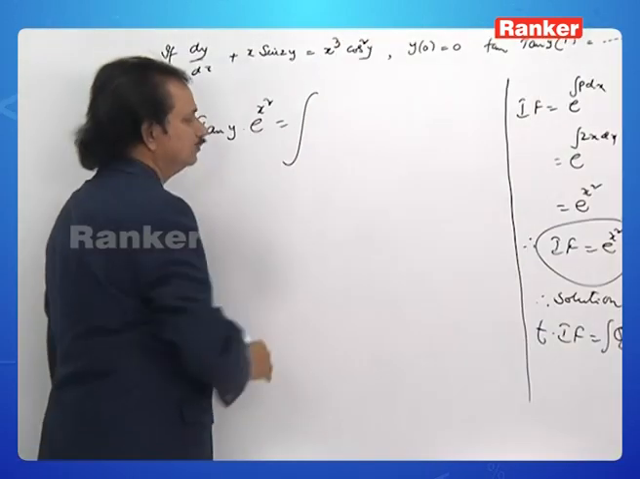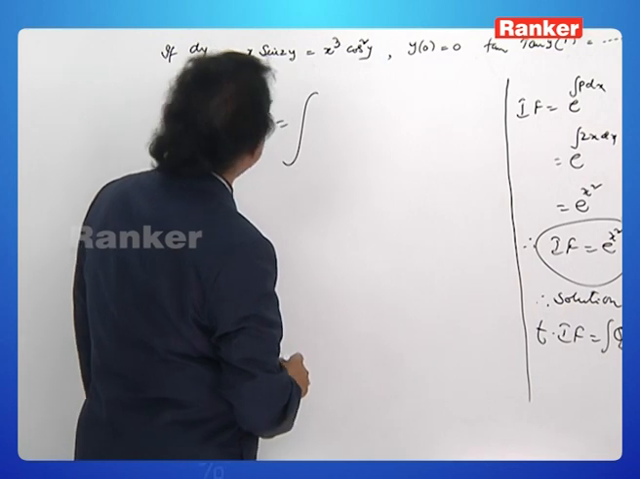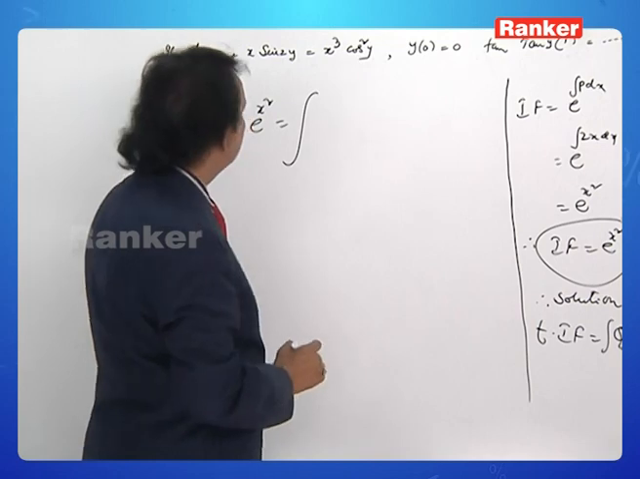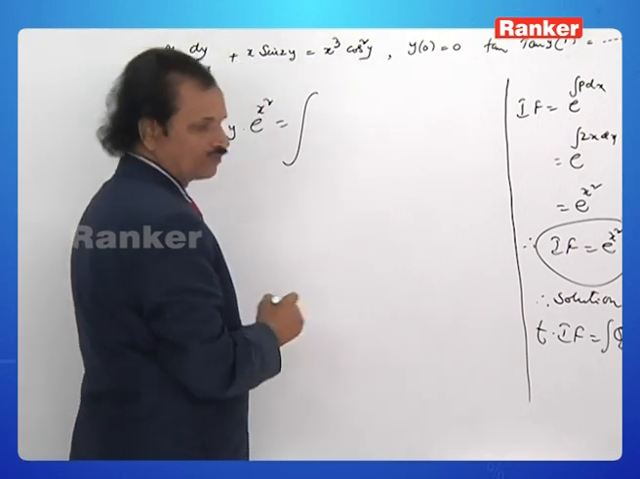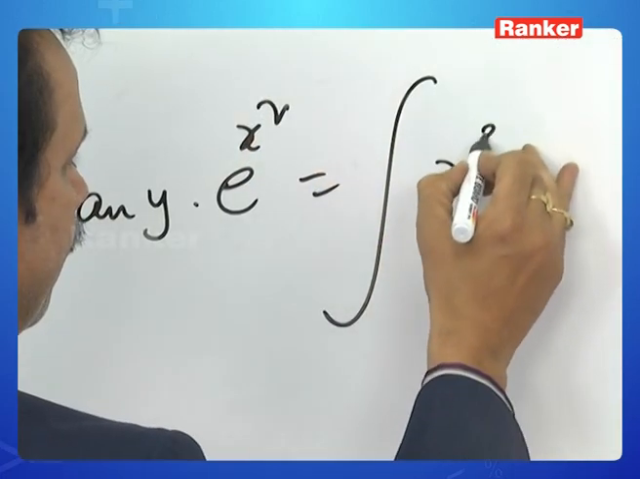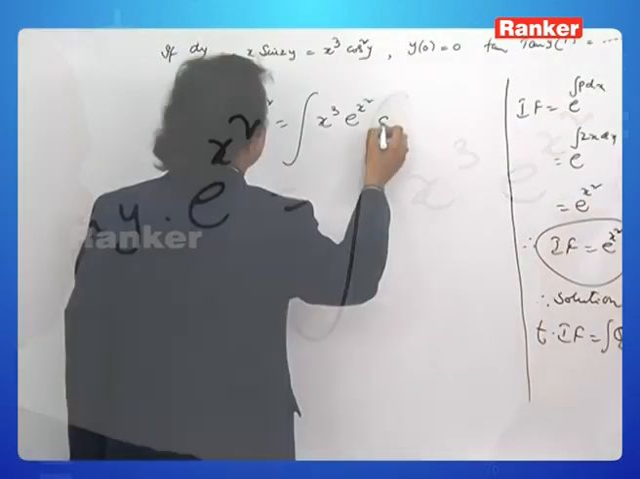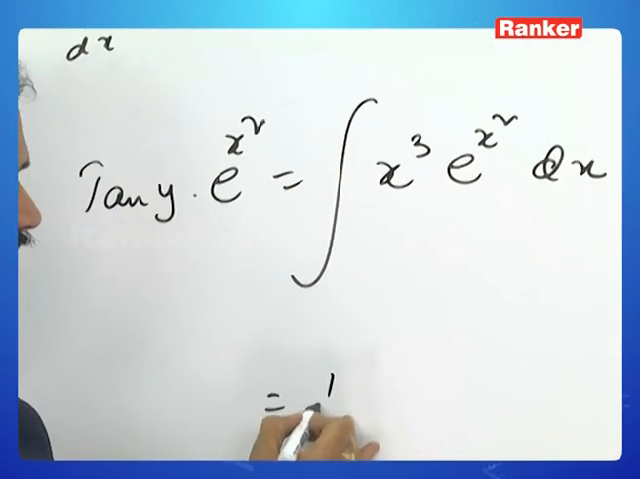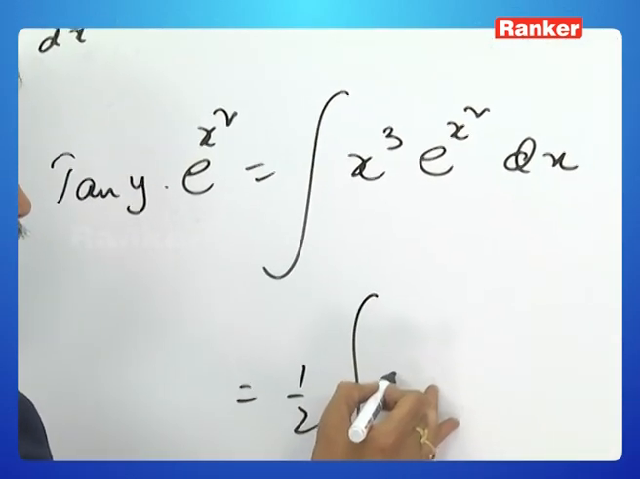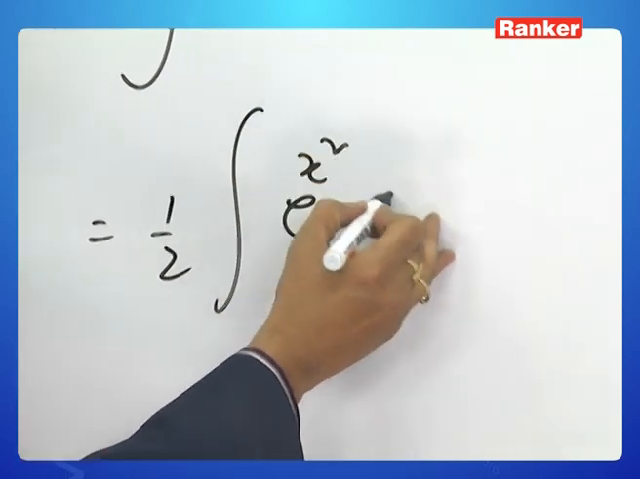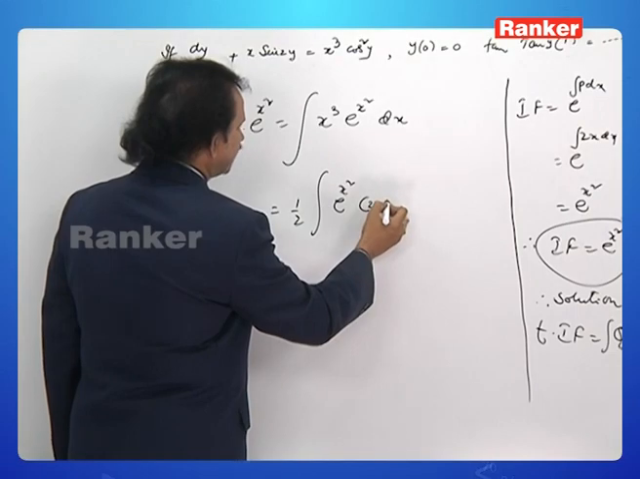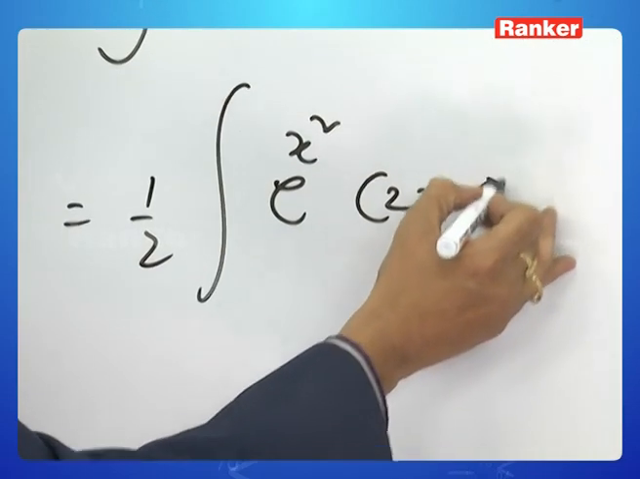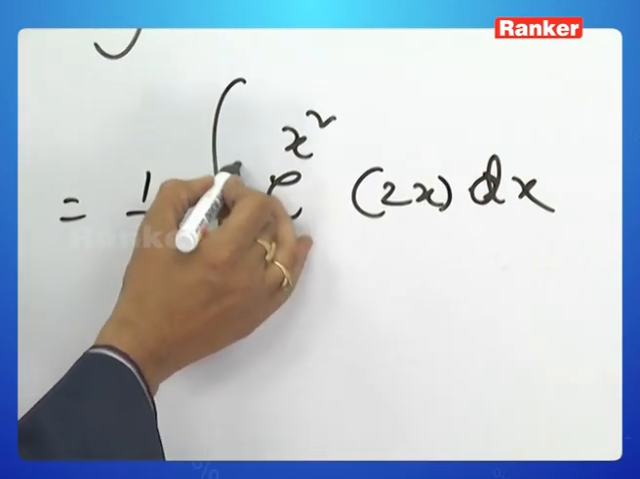What is q? What is q actually? It was x cube, it seems. As it was x cube. X cube into e power x square dx. That is equal to half into e power x square into 2x dx into x square.